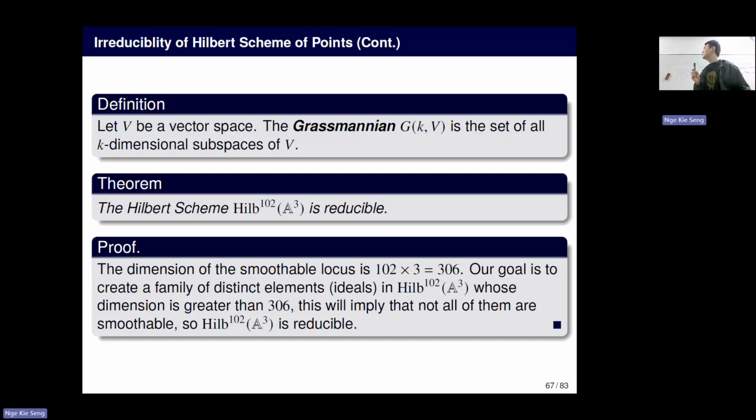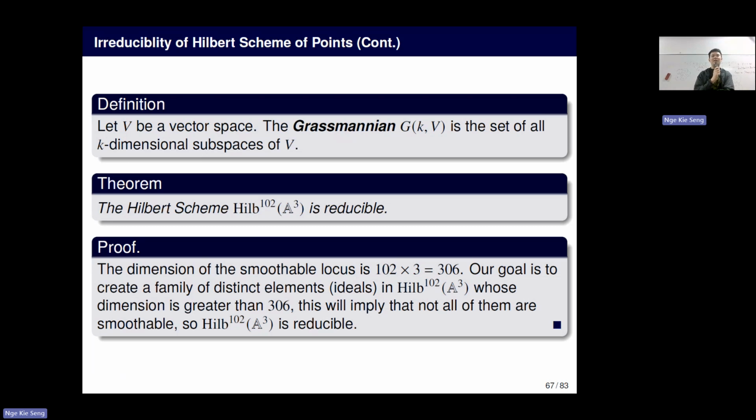And then we will use the Hilbert-Chow morphism and the conclusion we just stated to show that the Hilbert scheme of 102 points in A3 is reducible. To fulfill this proof, we first define what a Grassmannian is. A Grassmannian Gr(k, V), where V is a vector space, is the set of all k-dimensional subspaces of V. As we mentioned, the smooth locus has dimension nd in the Hilbert scheme of n points over Ad. So the Hilbert scheme of 102 points on A3 should have a smoothable component of dimension 306. And as we mentioned, if it is irreducible, then the smoothable component is the only component, so it should have dimension 306.